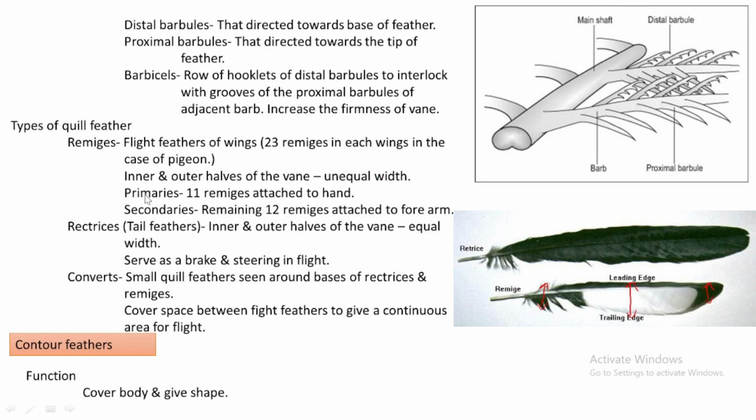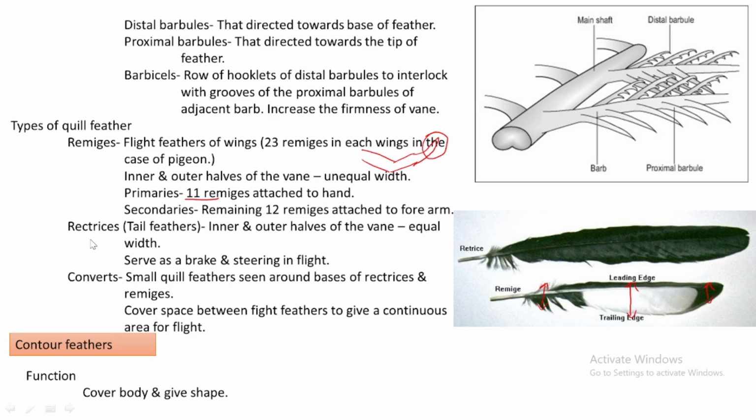And then primaries means the 11 remiges that attach to the hand. The foreleg we can divide into upper arm, forearm, and hand portion. In that hand portion, 11 remiges are attached. They are called primaries. Okay, then what are secondaries? Secondaries means the remaining 12 remiges that are attached to the forearm portion. That is primaries and secondaries.